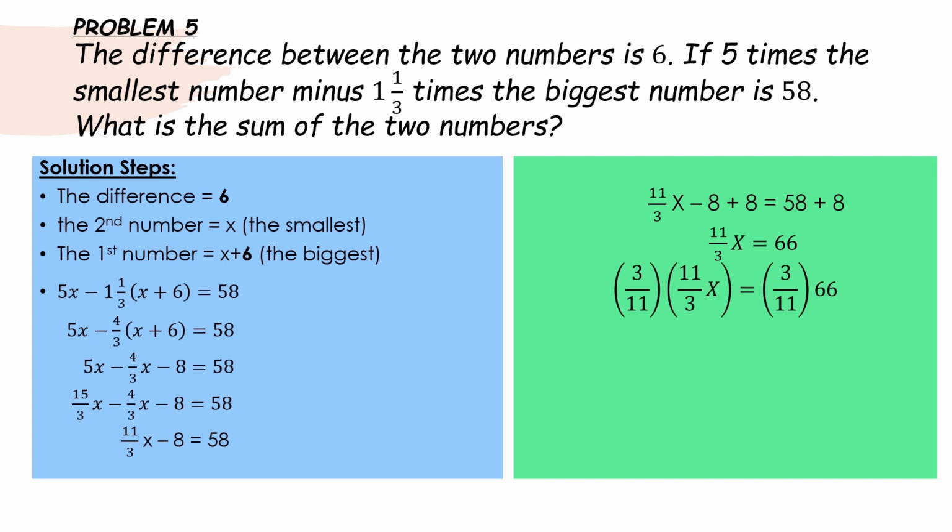Now we're going to turn 11 over 3x equals 66 into x. How are you going to do that? We can multiply both sides by the reciprocal, the upside down, which is 3 over 11.